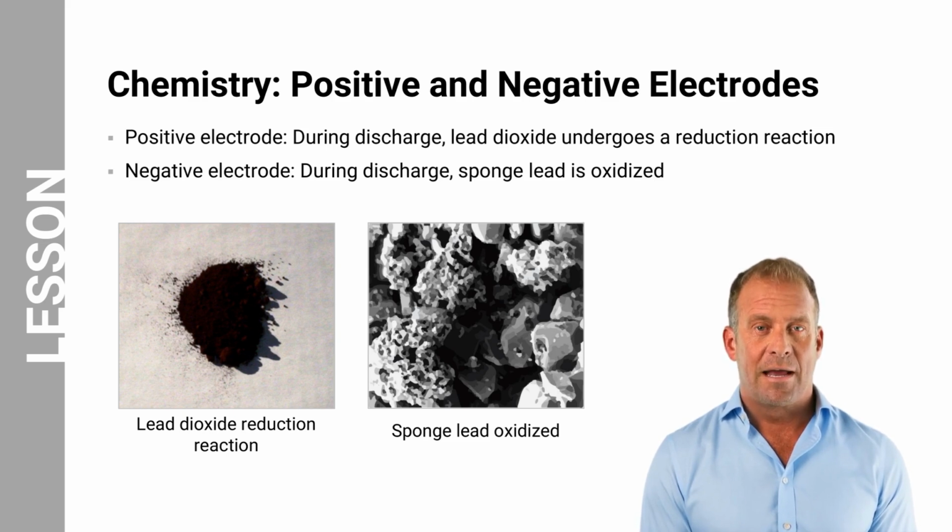Sponge lead is oxidized during discharge, meaning it loses electrons. This loss of electrons from the negative electrode is balanced by the gain of electrons at the positive electrode, creating the electric current. The spongy texture of the lead plate increases the surface area, allowing for more efficient chemical reactions during charge and discharge cycles.